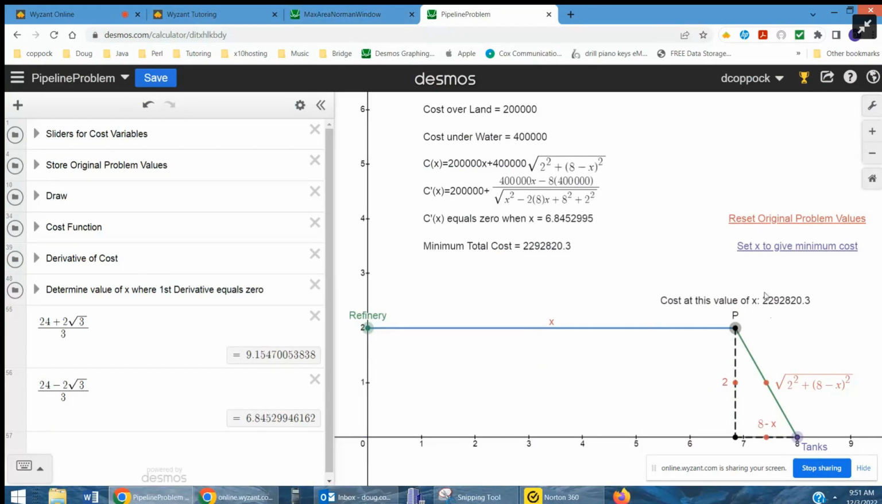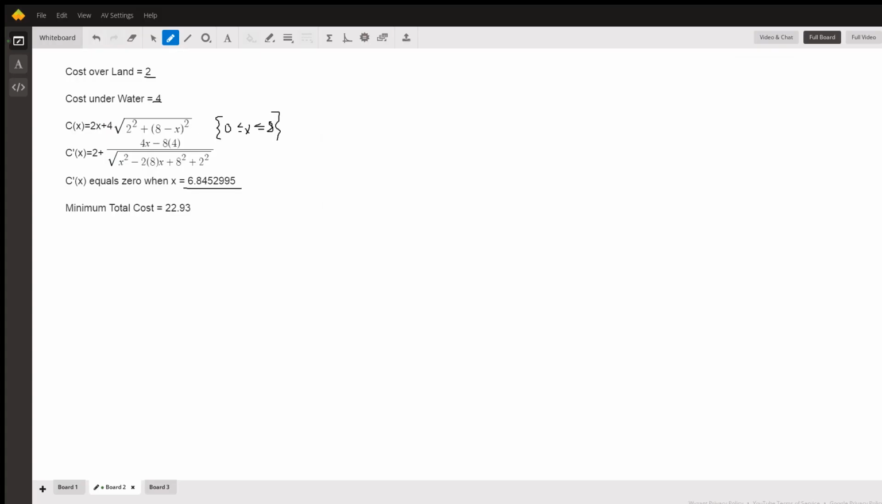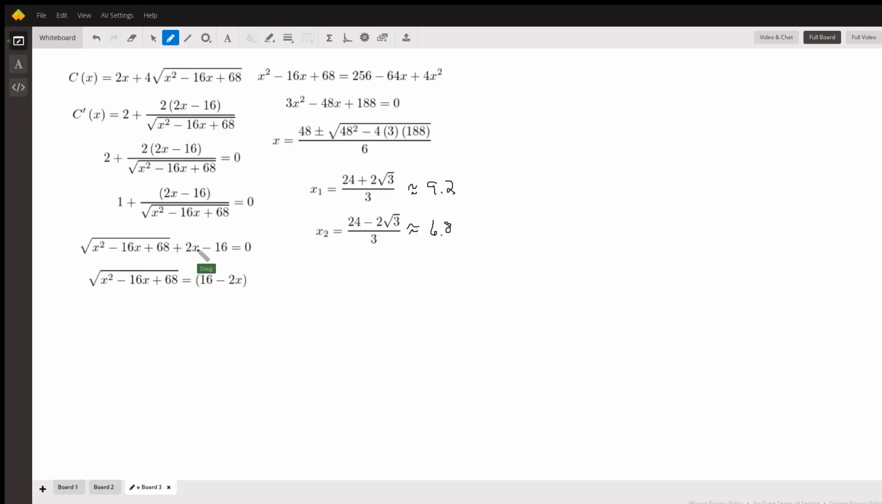Okay, so let's go back to Wyzant and see how we do this. So here's the cost function right here. We're using 2 and 4 for the costs instead of 200,000 and 400,000, but the result would be the same. In the end, you would just multiply by 100,000 to use the cost function with 200,000 and 400,000.